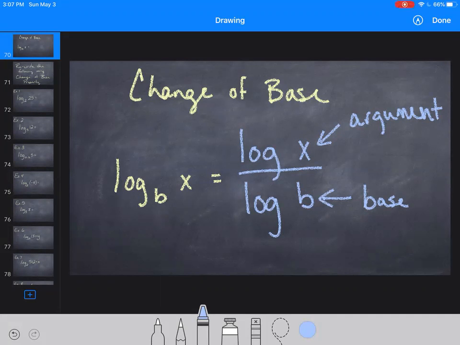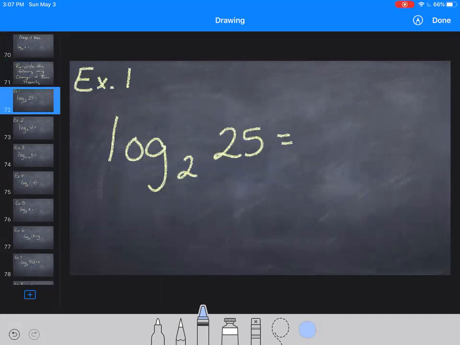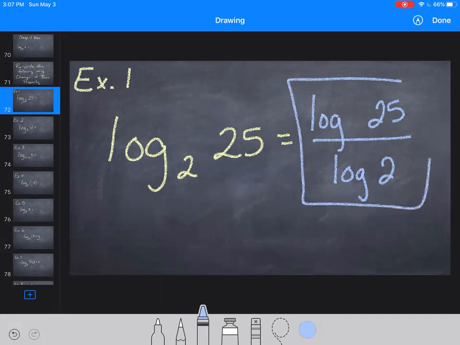So we're just going to be rewriting our problems. It says rewrite the following using the change of base property. If I have the log base 2 of 25, I could rewrite this as the log of 25 divided by the log of 2. And here is my logarithm rewritten using the change of base property.